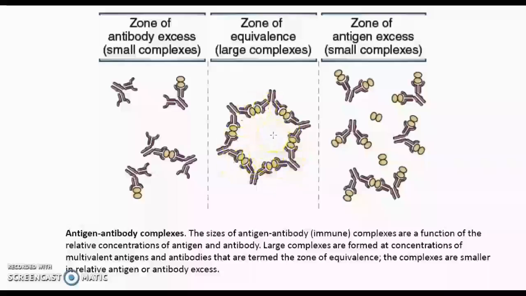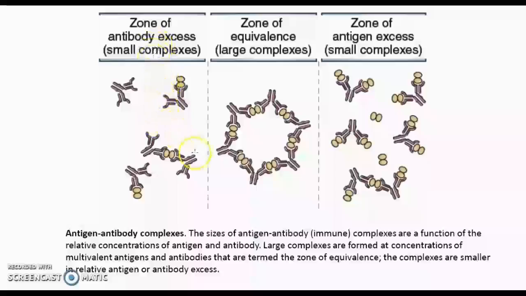Immunocomplex may be dissociated into smaller aggregates, either by increasing the concentration of antigen, so that free antigen molecules will displace antigen bound to the antibody, which is the zone of antigen excess, or by increasing antibody, so that free antibody molecules will displace bound antibody from antigen determinants, which is the zone of antibody excess.